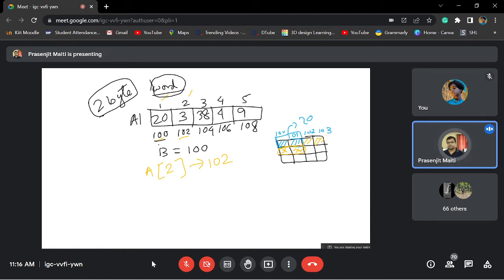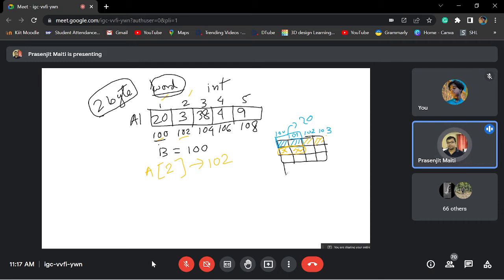Maybe that element is any data type: integer, character, float, double, string, structure, any type. To store one element into our primary memory, RAM, how many bytes are required? That is called word. Here we store integer type data, so this is an integer array. If you want to store 20, how many bytes are required? 2 bytes. So 100 and 101.